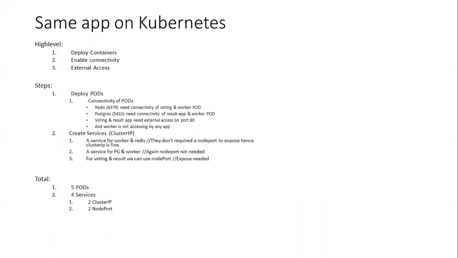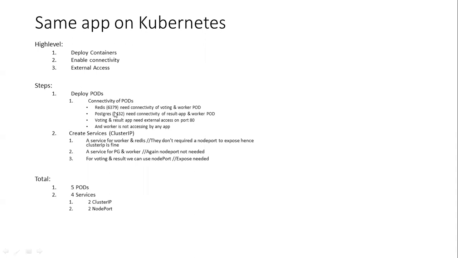So if I want to deploy the same application in Kubernetes, let's see how we do that, and then we'll try to deploy. At a very high level, what do we need to do? We need to deploy containers. We need to enable connectivity, and we have to expose this to external access. Those are the only things. So step one, you need to deploy pods. Connectivity of pods is also needed.